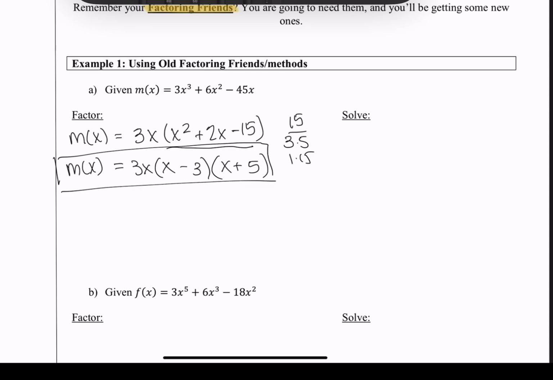Now let's talk about solving this. The reason that we solve is to find our x-intercepts. Think about the degree of this function. This function is a 3rd degree polynomial, so at most it can have 3 roots. Let's find those x-intercepts. So I'm going to set my function equal to 0, because anytime that my output is equal to 0, I'm on my x-intercept.